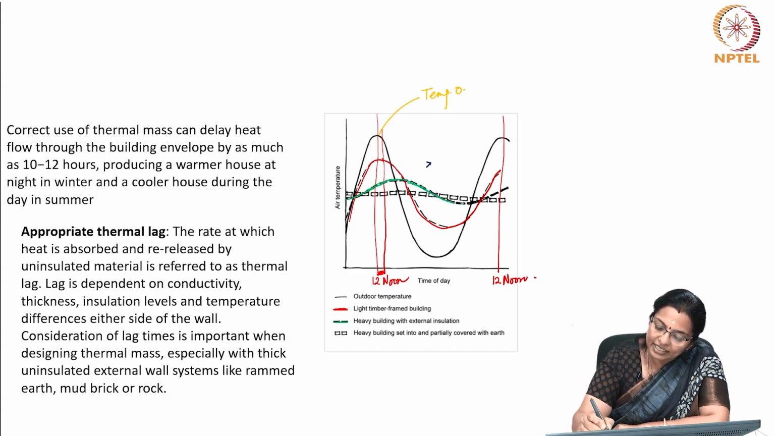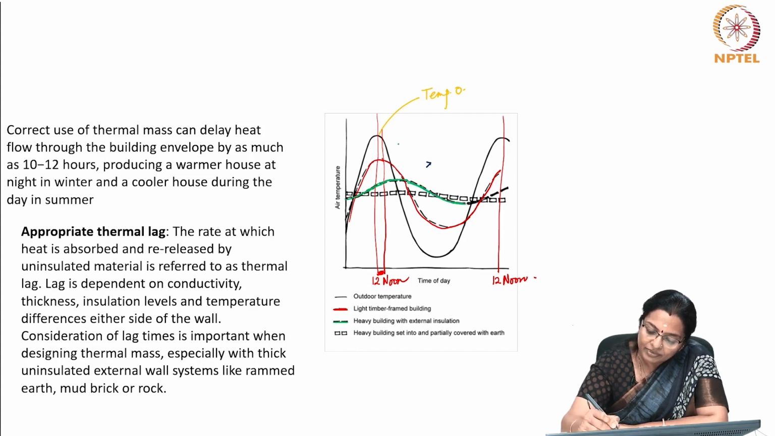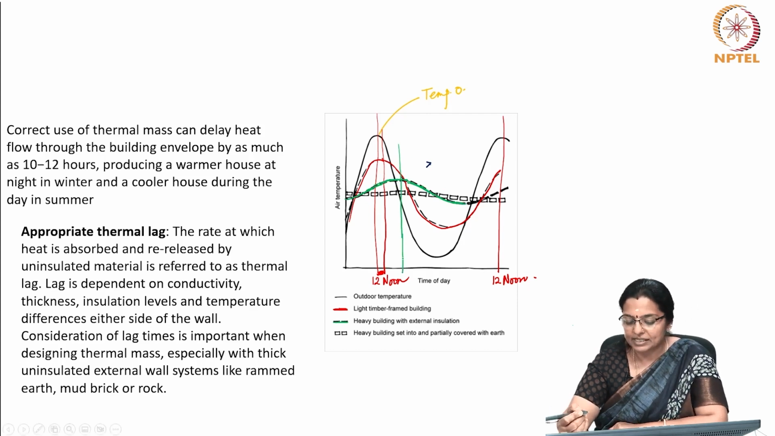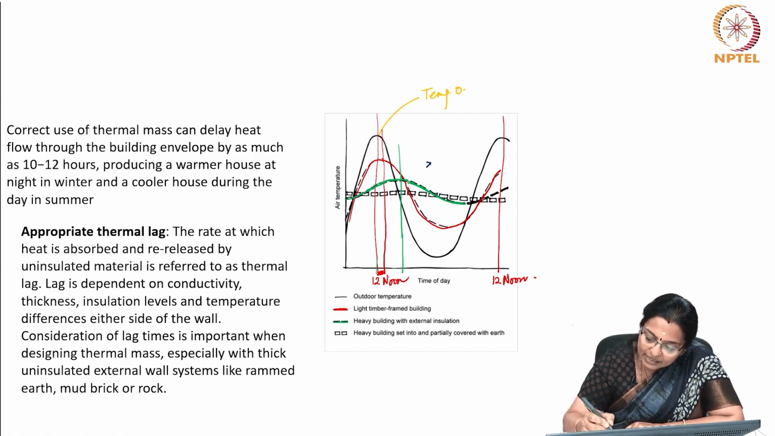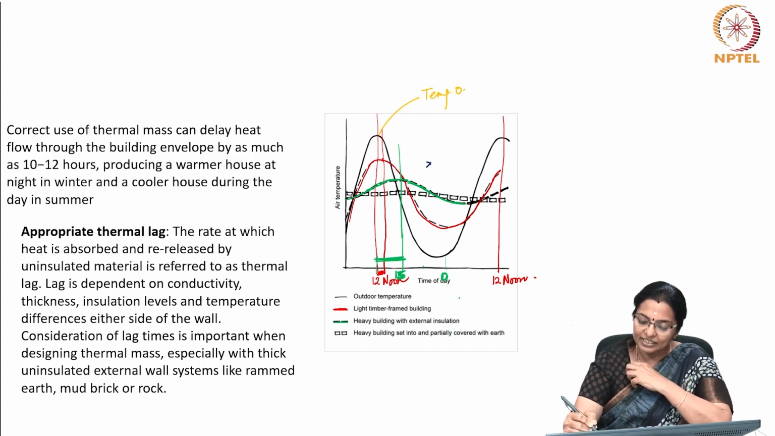Now, if you look at the time lag, the time when the peak of temperature happens inside the room of a heavy building with external insulation as compared to the peak of the outside ambient air, and if you consider this as midnight, then this should be about 3 noon, 3 o'clock, which is 15 hours. So, you can see this is the time lag for a heavy building with external insulation.